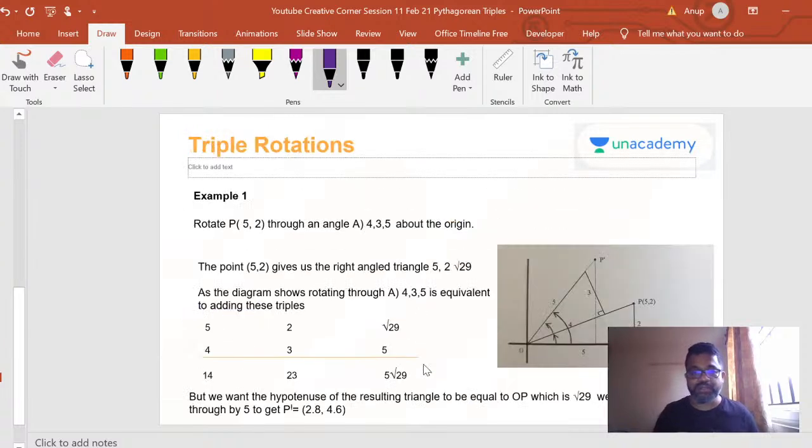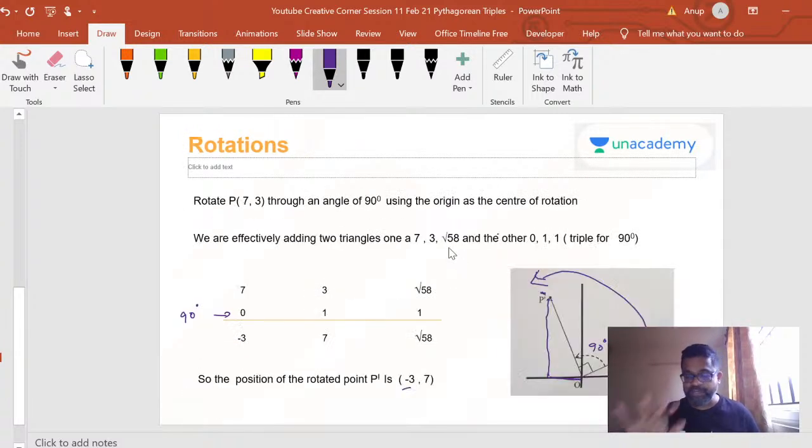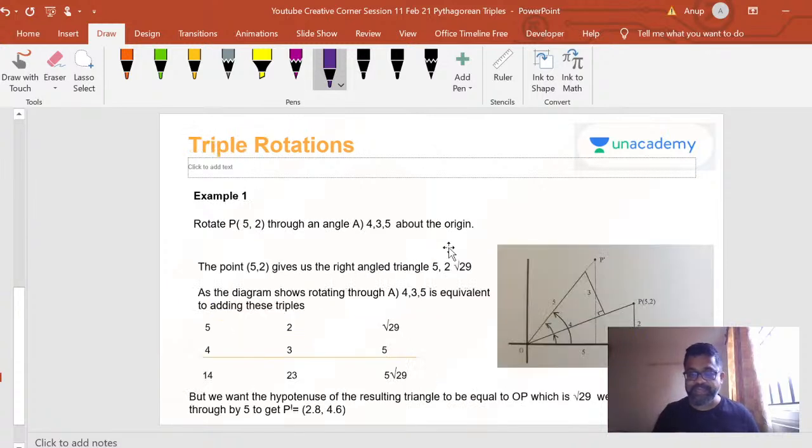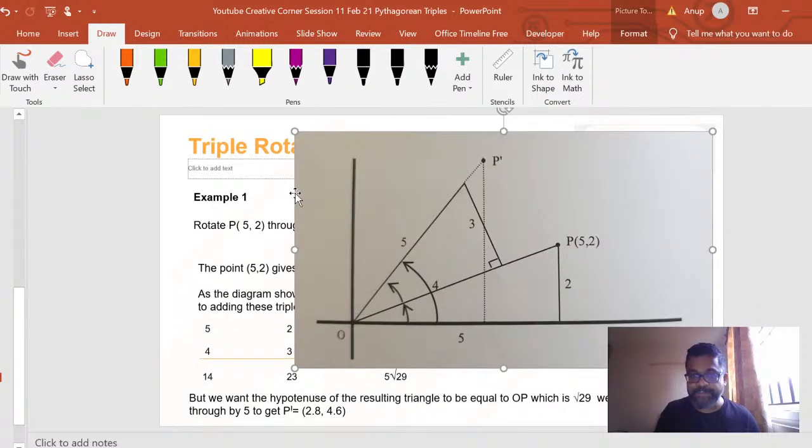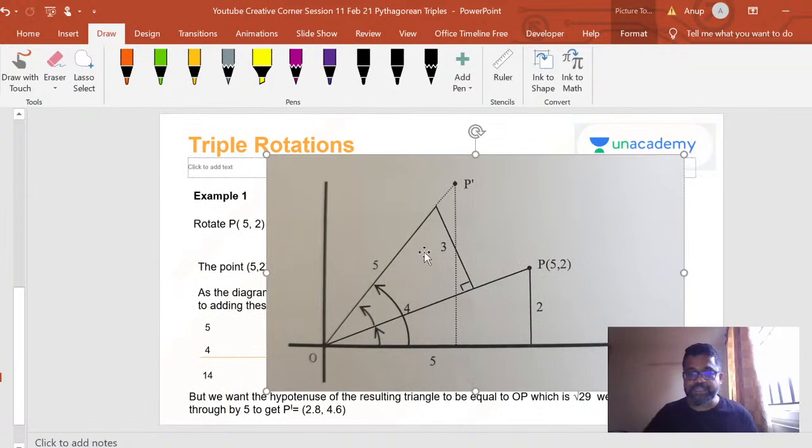For a moment keep the 90 degrees aside. Suppose you have another problem which says that you have a point 5, 2, and you are going to rotate it through an angle of 4, 3, 5. Let me increase the size of this. So this is the problem here.